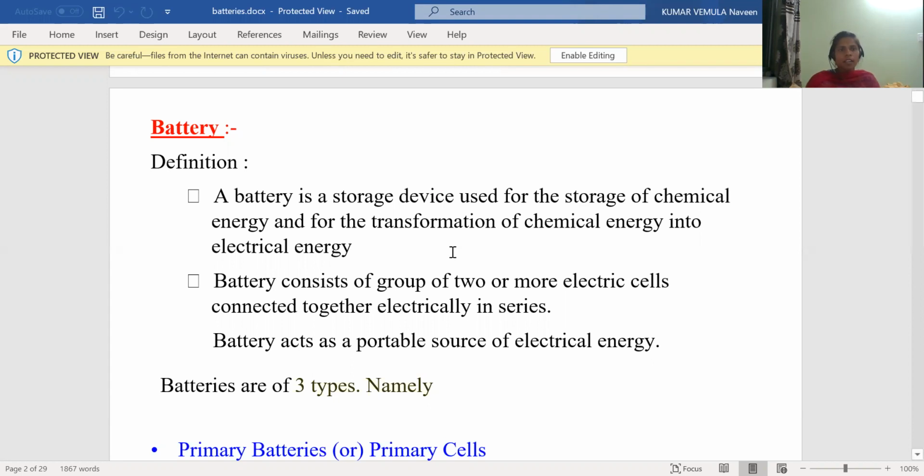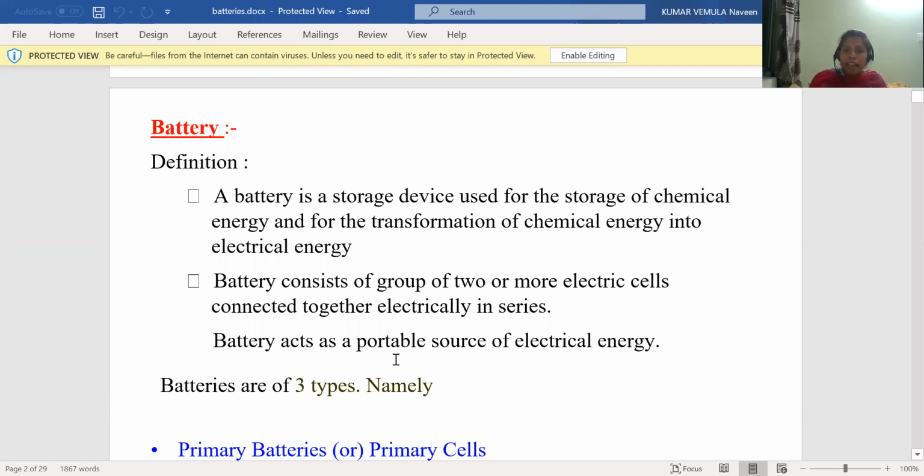So let us see what the battery is. A battery is a storage device used for the storage of chemical energy, and for the transformation of chemical energy into electrical energy. That means while using it, the stored chemical energy is converted to electrical energy. And a battery consists of a group of 2 or more electric cells connected together electrically in series. So when 2 or more electrochemical cells are combined in series, we can make the battery.